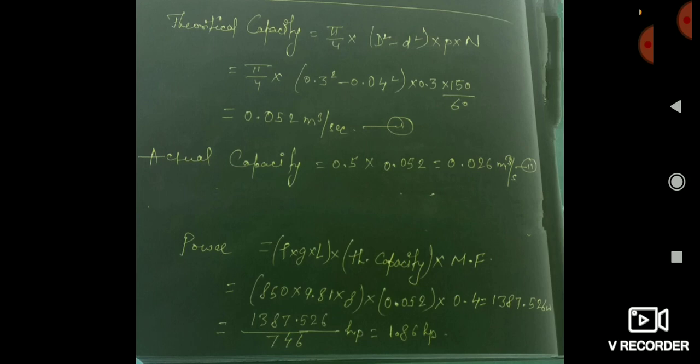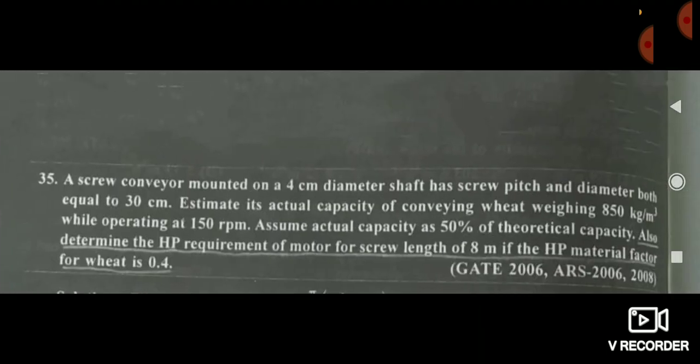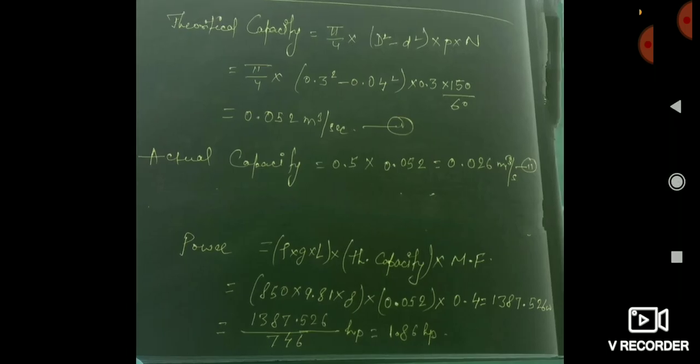So friends, you can clearly see that here I have multiplied 0.052 into 0.4. Friends, don't forget to multiply with the material factor. So with 0.4, you can get the answer, that is 1387.526 watt. And when you divide by 746, you can get it in HP, that is 1.86 HP.